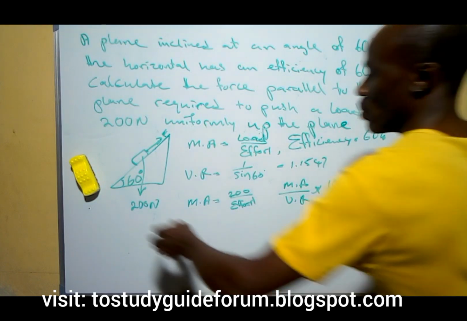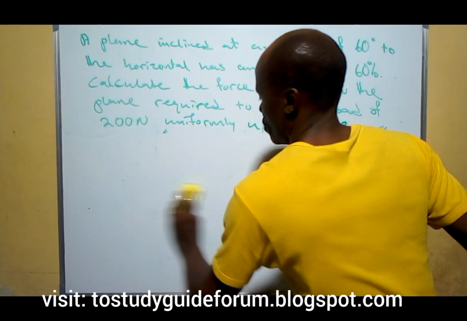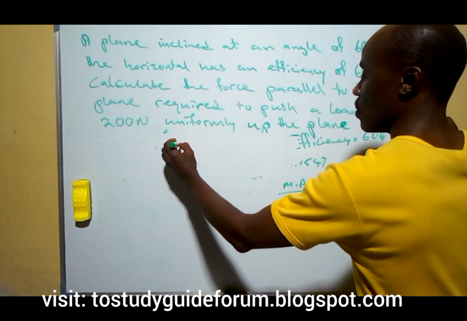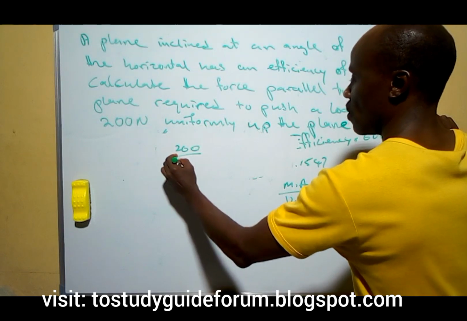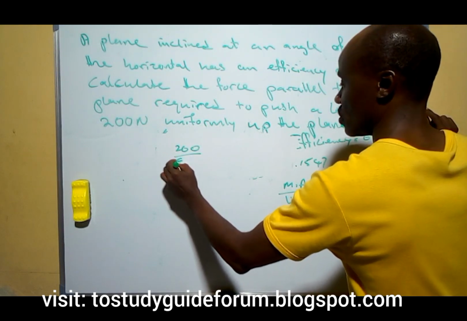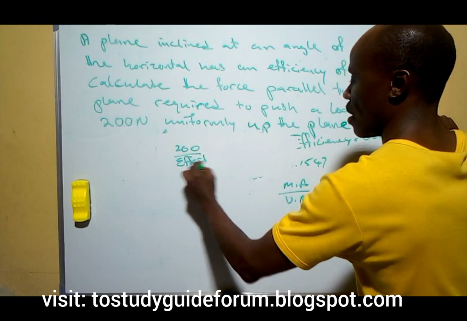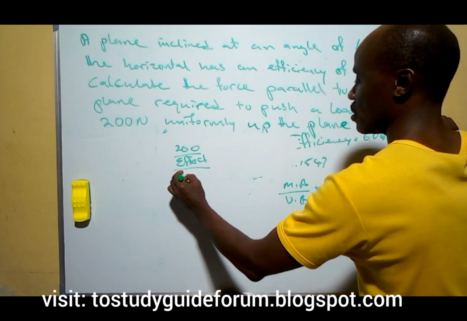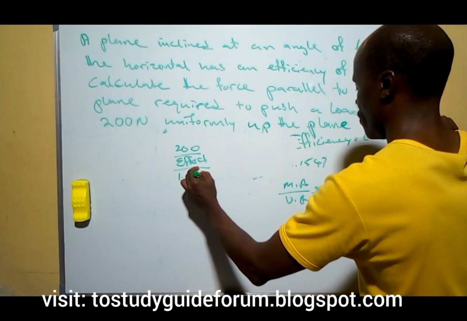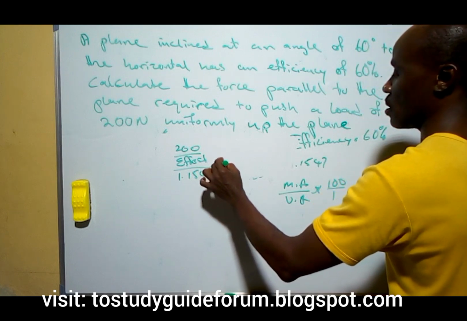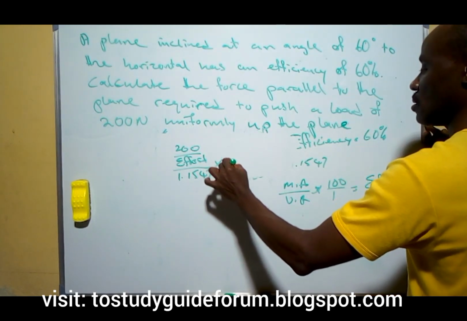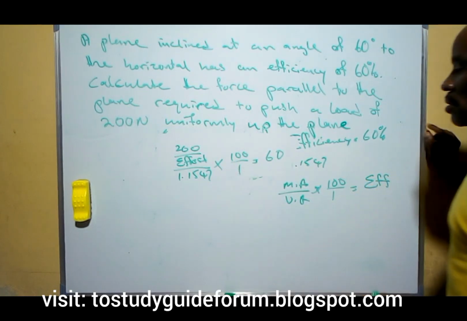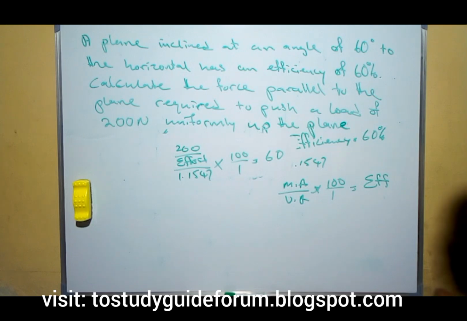Since we have the efficiency there, the next thing we are going to do is look at it in this way. Our MA, which is 200 over our effort, which we don't know, and then we have our velocity ratio to be 1.154, times 100 equal to what? 60. Now I don't think we need this one anymore.